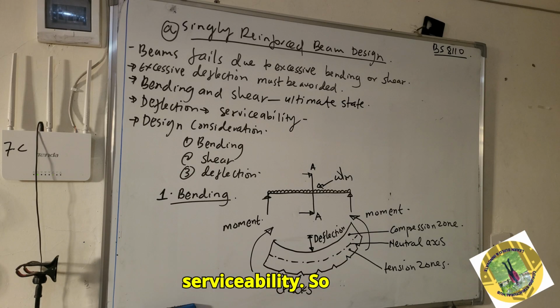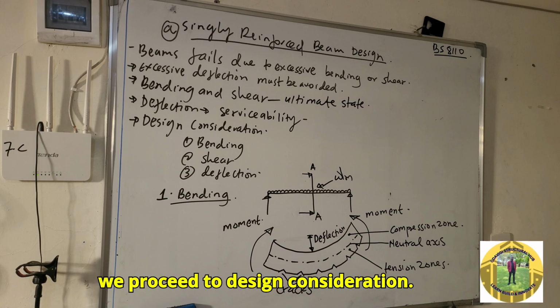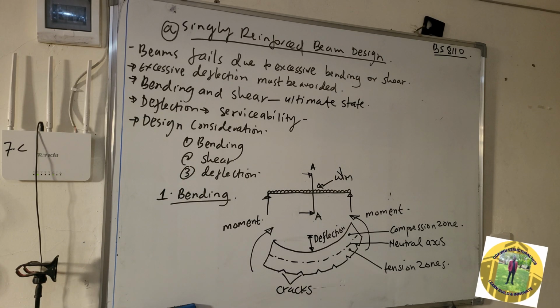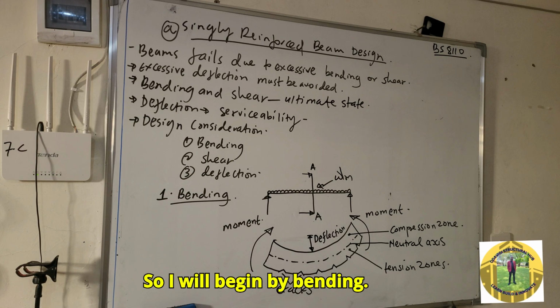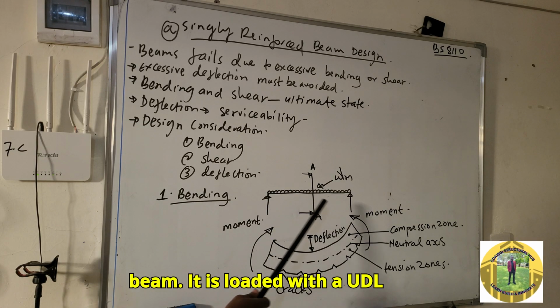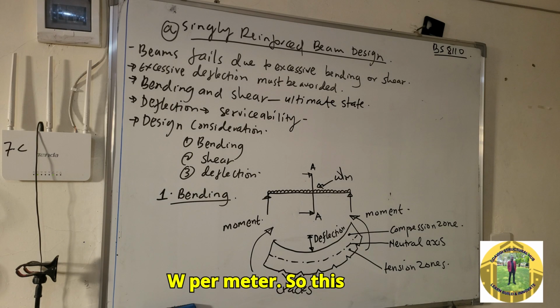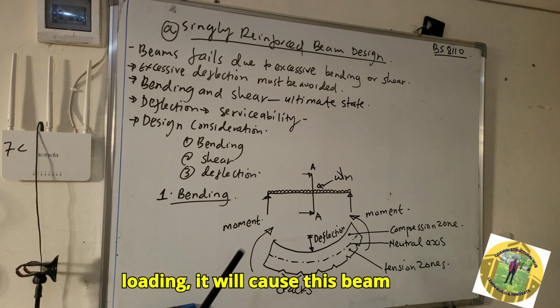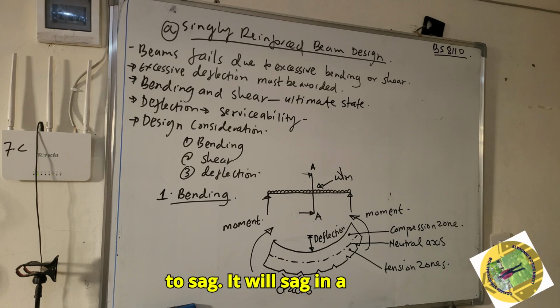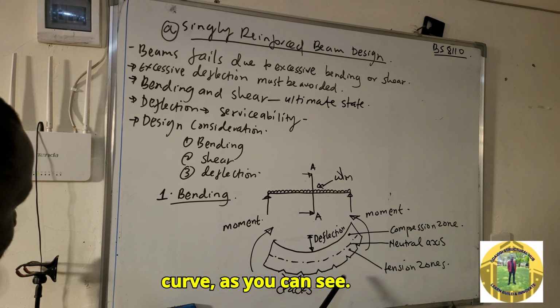serviceability. So we proceed to design consideration. We have bending, shear, and deflection. I will begin with bending. As you can see, this is a loaded beam. It is loaded with a UDL, W per meter. This loading will cause the beam to sag. It will sag in a curve.